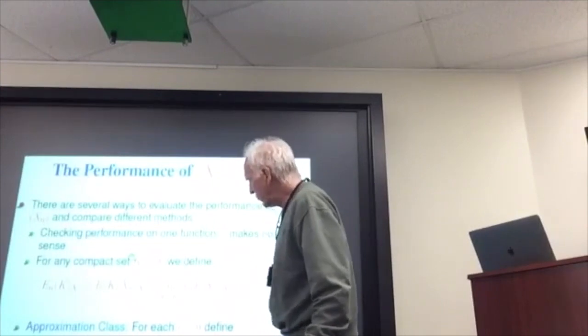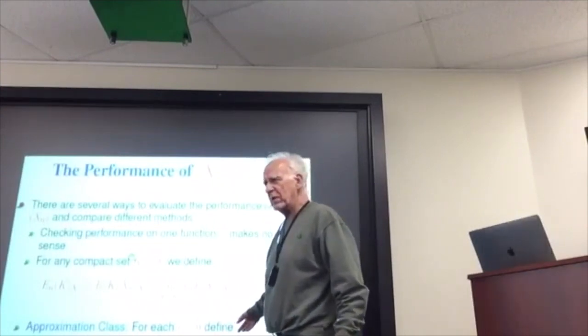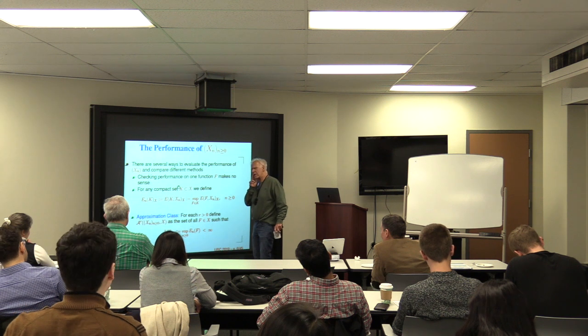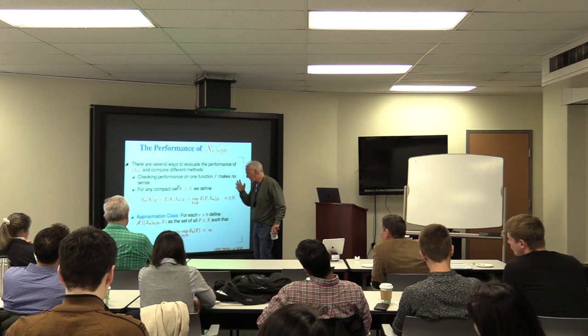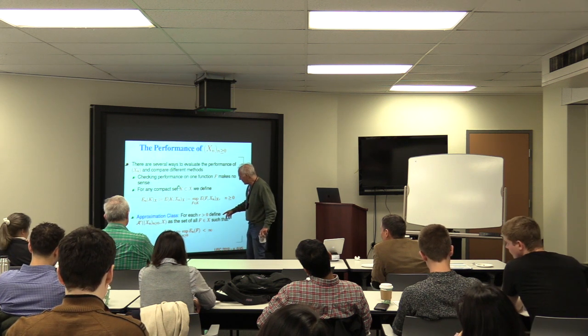Okay, another way you could measure whether my method is better than Peter's method is we could look at the approximation class for the method. The approximation class says, okay, let's look at it this way. You have this method. Let's look at all the functions which have a prescribed decay rate.